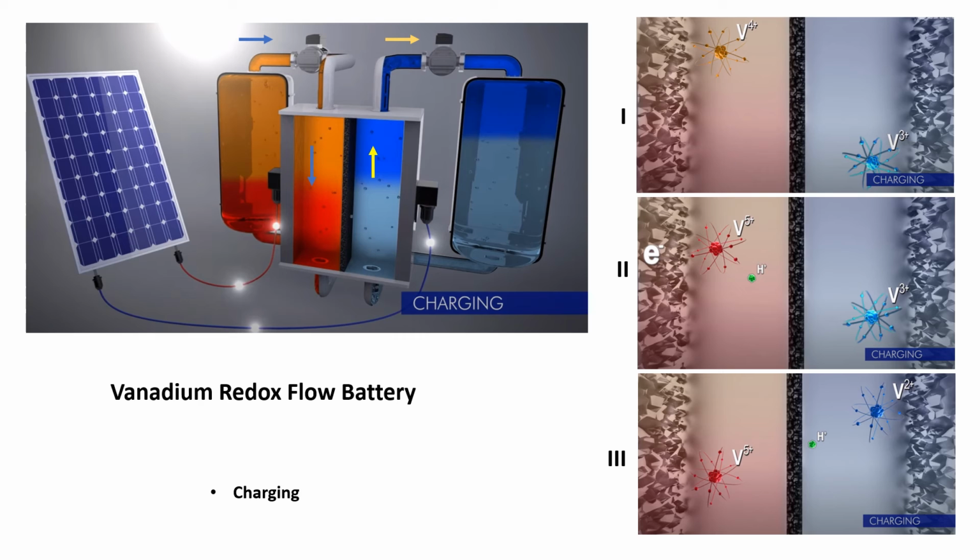A PV installation or an external energy source is utilized to charge the flow battery, that is, storing the energy of the solar cell module, and the electrical energy is converted to chemical energy during the charging process.